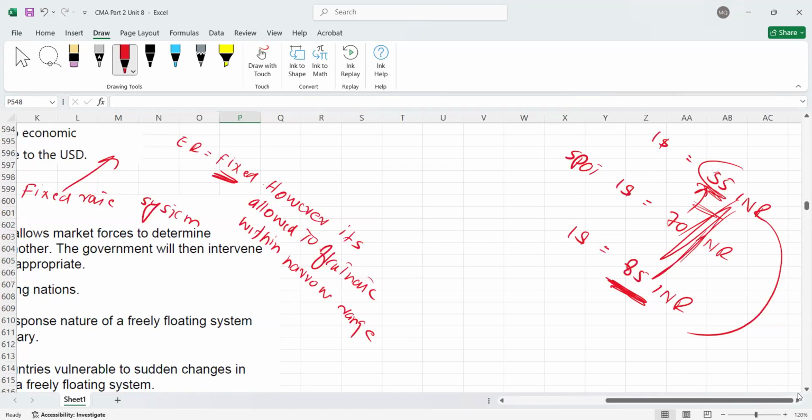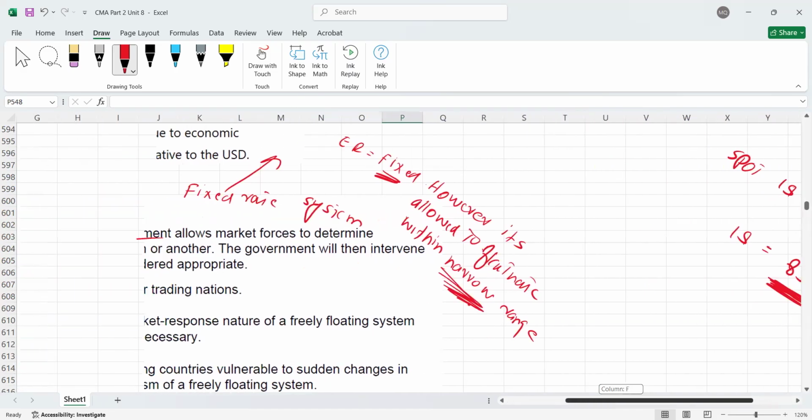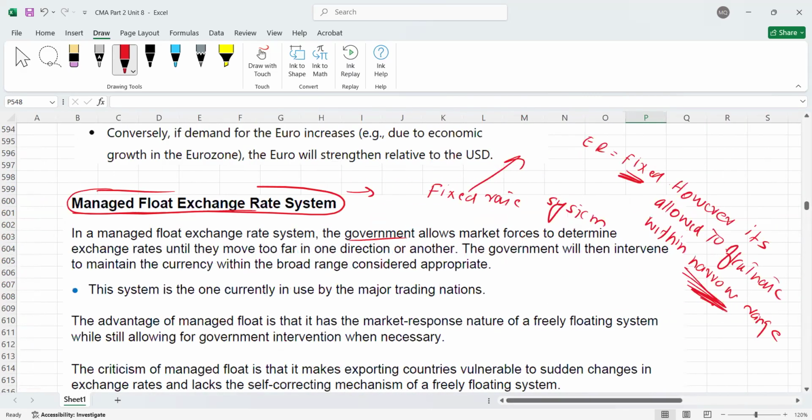Now here, what is the difference between managed floating and fixed floating? In fixed floating, the range was very narrow, but here the range is a little bit wider. And what is the similarity? In a fixed rate system, obviously the government will intervene, and even in the managed exchange rate system, the government will intervene. I mean to say, a financial institution like a central bank will buy or sell the currencies to bring that rate back between these ranges.